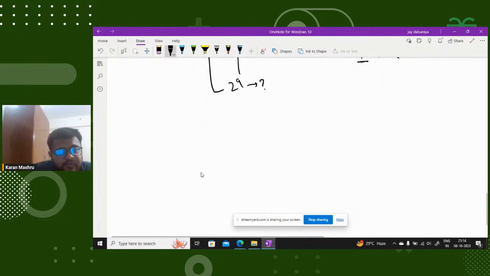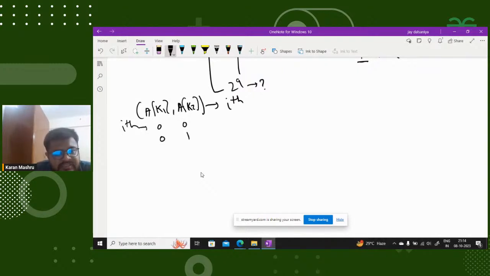Understand, in a pair A[k1] and B[k2], if I want the ith bit to be set, there are four cases: the ith bit is not set in both, or set in B and not set in A, or set in A and not set in B, or set in both. When I do bitwise OR, it will be 1 in the last three cases and 0 in the first case. Is it clear?